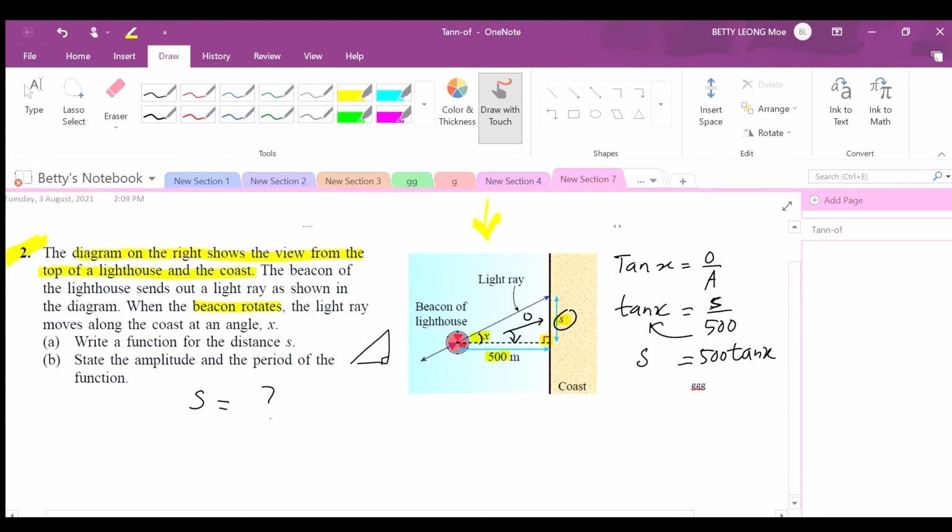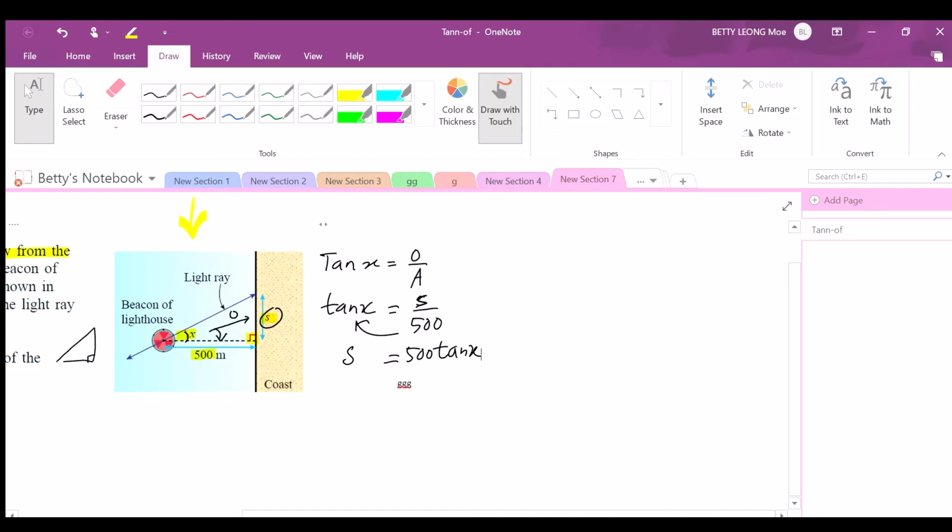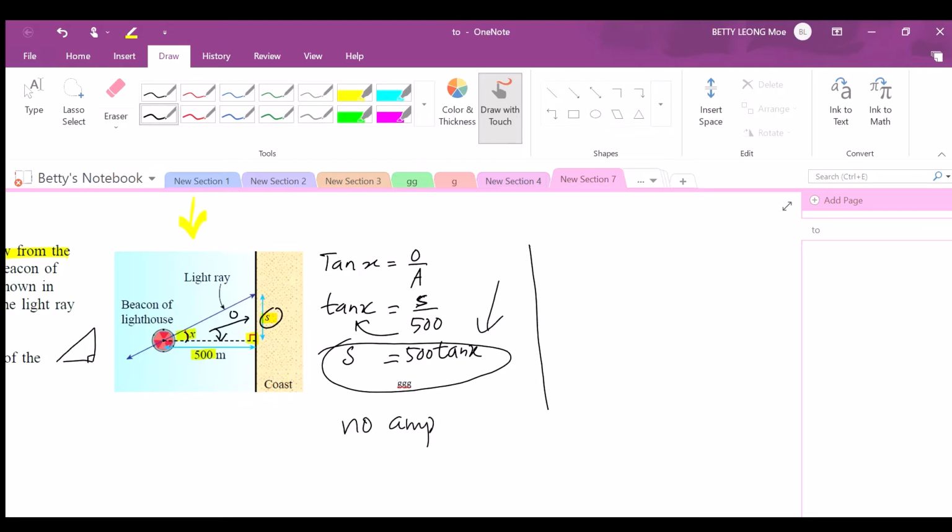Next you are asked to state the amplitude and the period. Amplitude and the period. From this one, you know that because it's a tangent graph, there is no amplitude. This is very easy to answer. No amplitude.